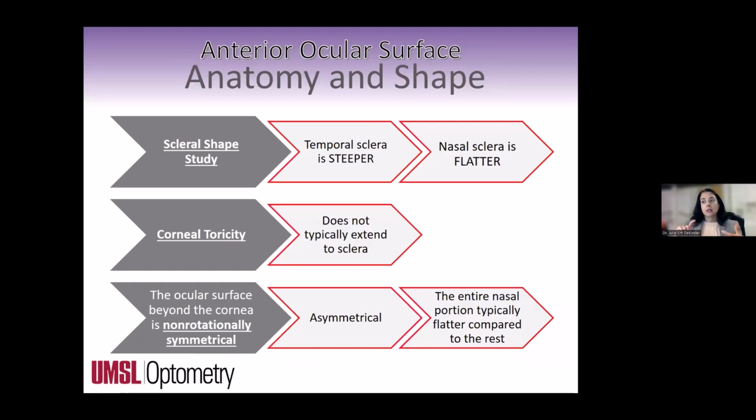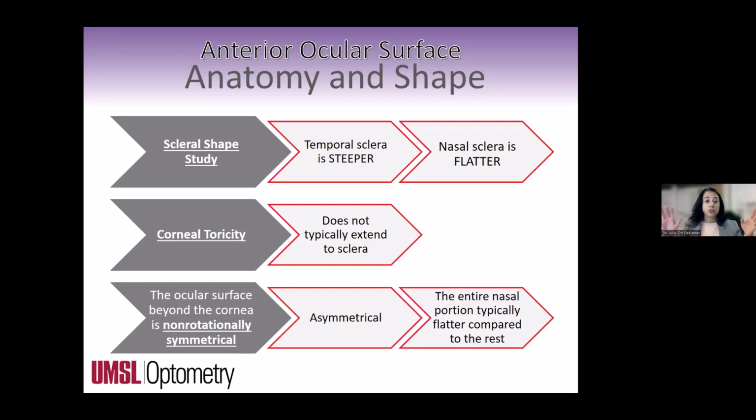And we've got a lot of knowledge about this because we've been fitting scleral lenses for a long time. We have a lot of technology out in this area now, which is wonderful. So we had the scleral shape study, and what we know from these studies is that your temporal sclera is steeper, your nasal sclera is flatter. Okay, so steeper temporal, flatter nasal, and whatever corneal toricity you see, it doesn't extend into the sclera. So don't expect those to be the same.